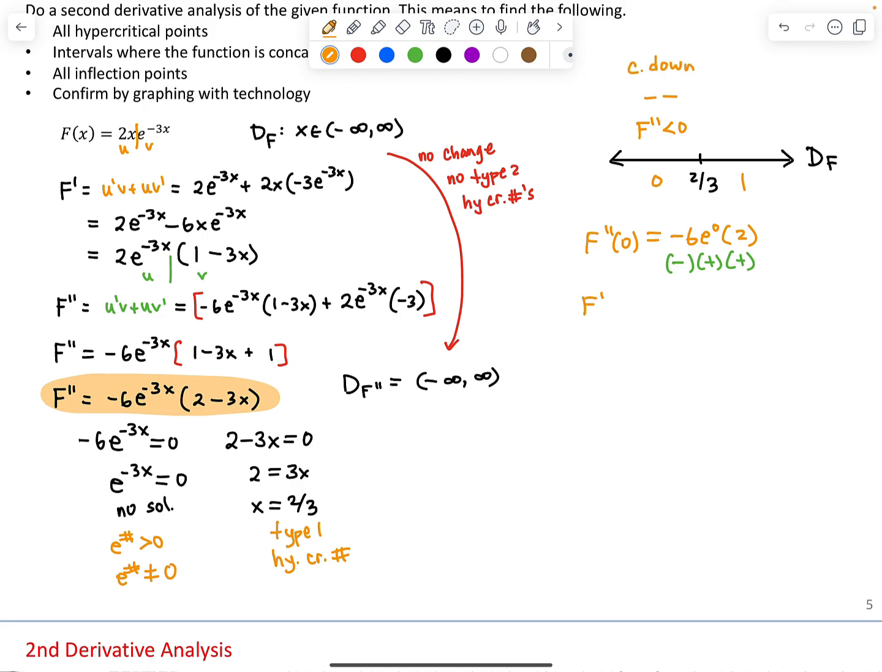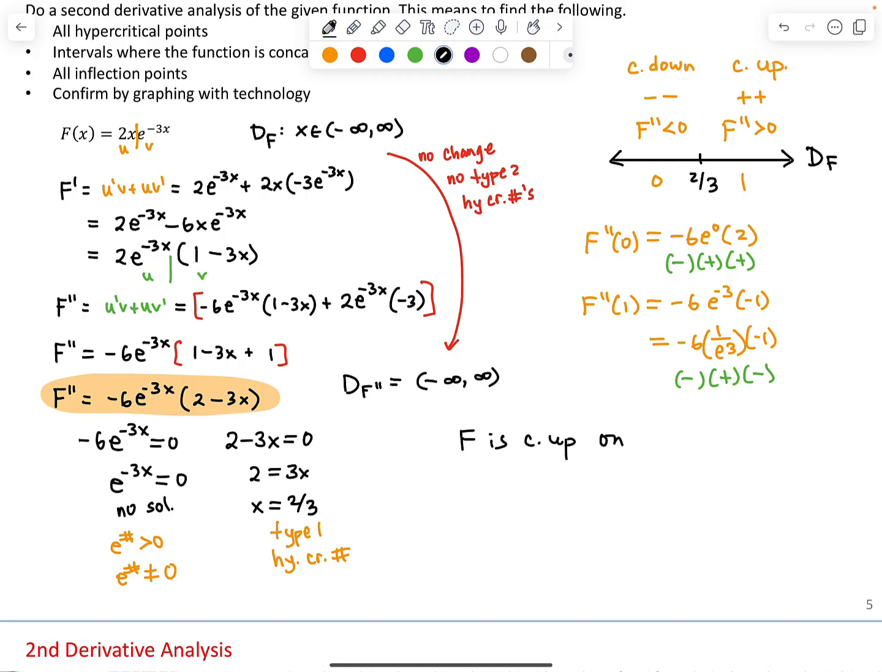Now f double prime of 1 will be -6 e to the -3 times -1. The e to the -3 is not a negative number. It just means 1 over e cubed. With that realization, I can see I have a negative times a positive times a negative. That's a positive overall. So I'll put 2 plus signs and conclude concave up. Summarizing, f is concave up on the interval from 2/3 to infinity. F is concave down from negative infinity up to 2/3.